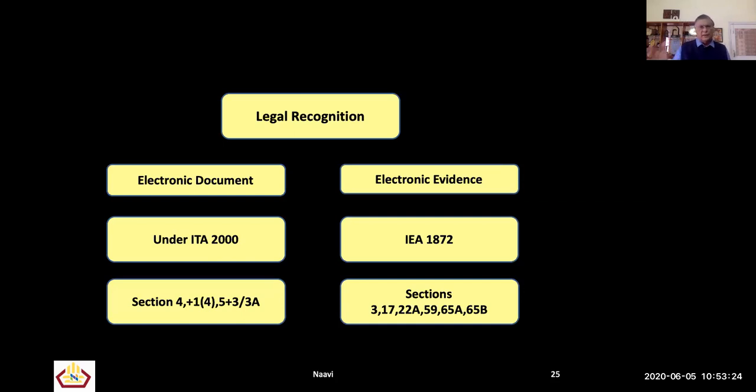So under ITA 2000, Section 4 gives the legal recognition of electronic documents as equivalent to paper documents. You have to read that along with Section 1, subsection 4, which has got certain exemptions. These are the type of documents which do not come under Information Technology Act. So leaving that, Section 4 says every electronic document is equivalent to paper.